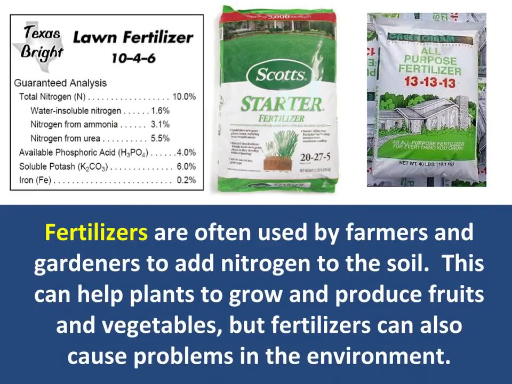So if plants don't have enough nitrogen, we've talked about this before, you can add fertilizer to the soil. Fertilizers are often used by farmers and gardeners to add nitrogen to the soil. This can help plants grow and produce fruits and vegetables, but fertilizers can also cause problems in the environment. So on number 20, what can you use to add nitrogen back into the soil? Fertilizer. Number 20.